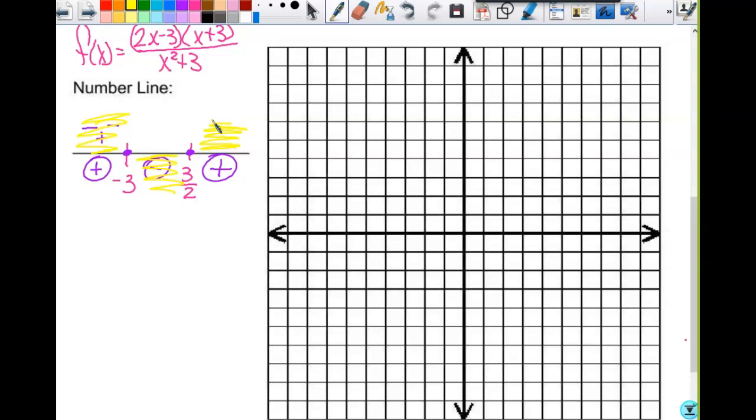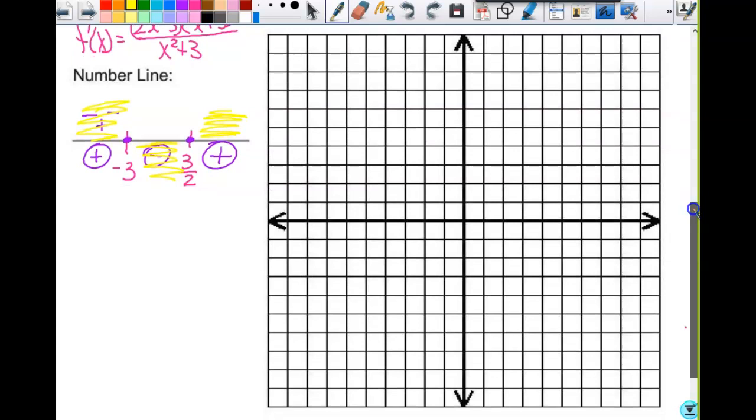So then let's graph on here what we know how to graph. We have no point discontinuities. We have roots at -3 and 3/2. We have a horizontal asymptote at y equals 2. We have a y-intercept at (0, -3). Okay. So let's think through what has to make sense here.